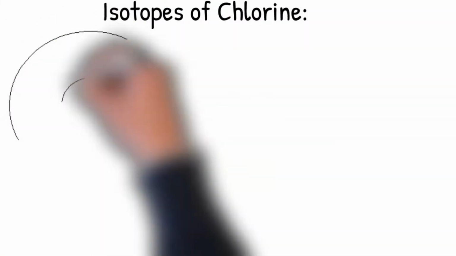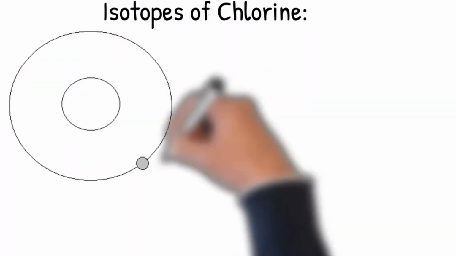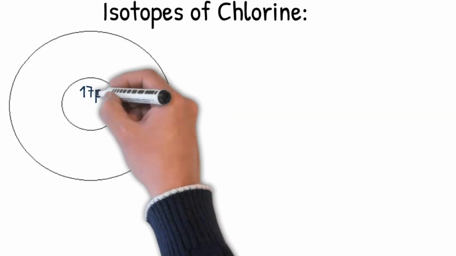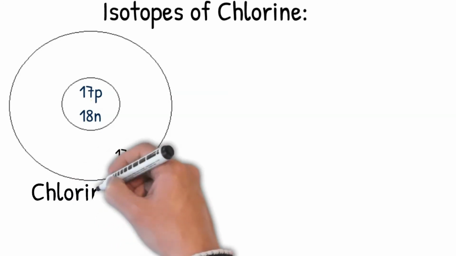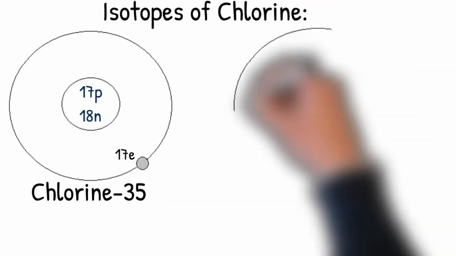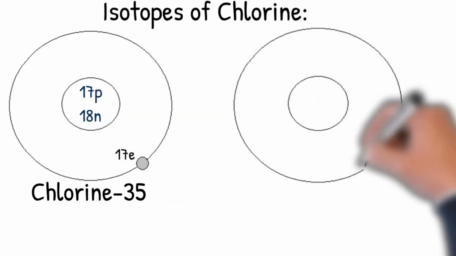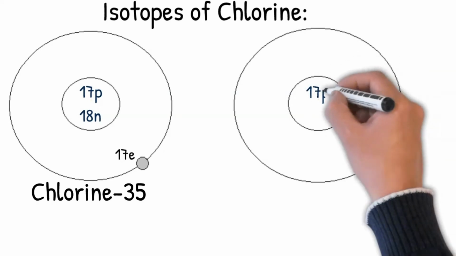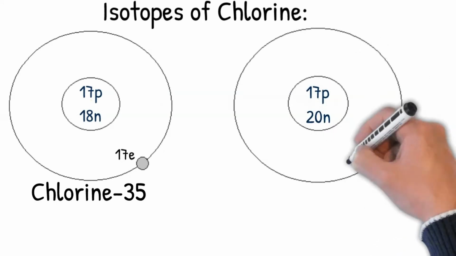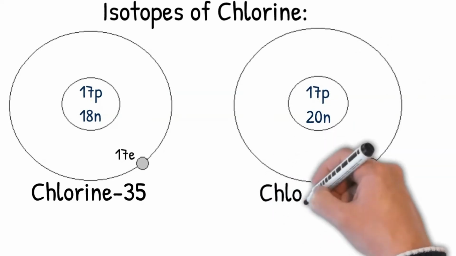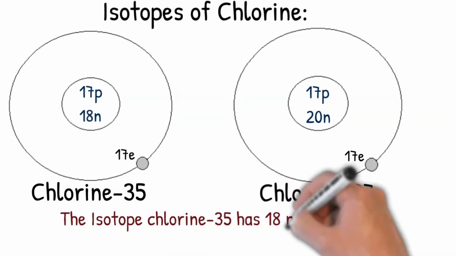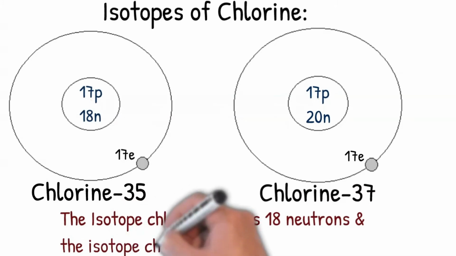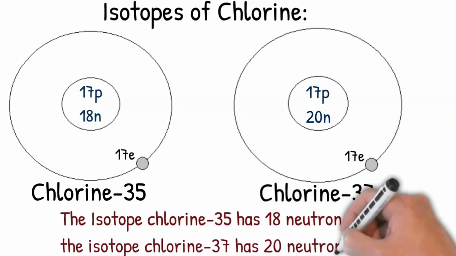Isotopes of chlorine. 17 protons, 18 neutrons, 17 electrons, chlorine 35. 17 protons, 20 neutrons, 17 electrons, chlorine 37. The isotope chlorine-35 has 18 neutrons and the isotope chlorine-37 has 20 neutrons.